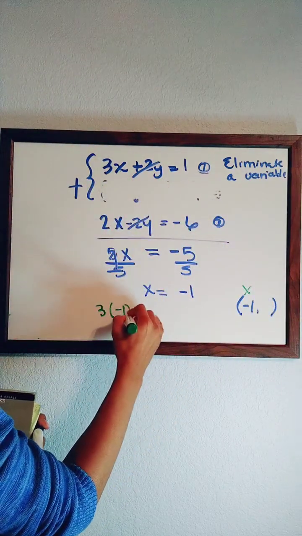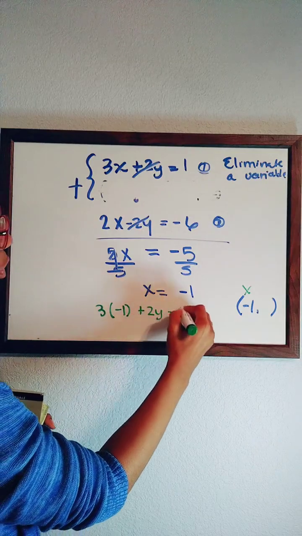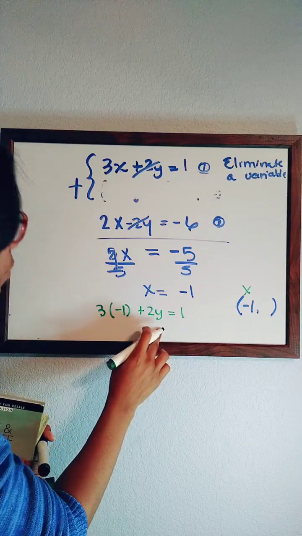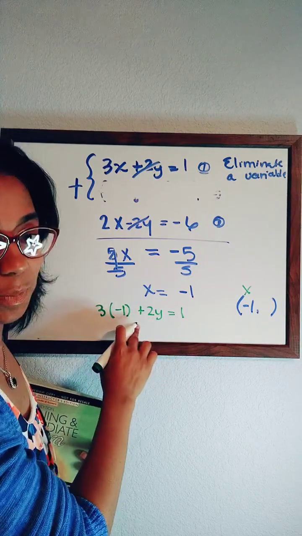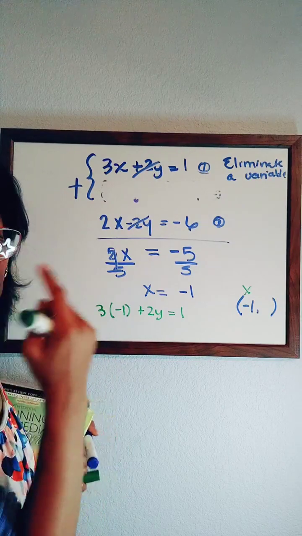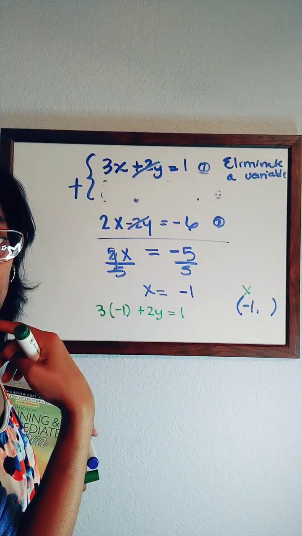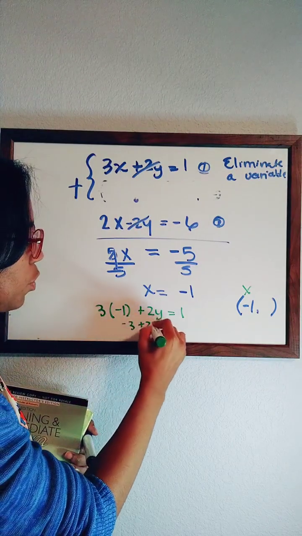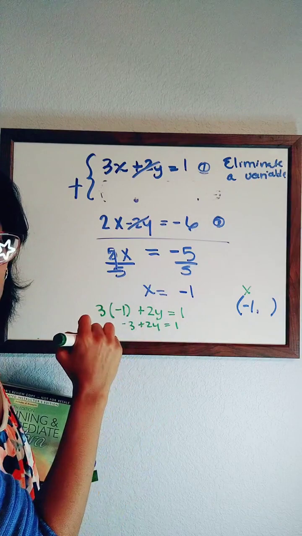3 times -1 plus 2y is equal to 1. Now you're going to solve for y. 3 times -1, so what's that going to end up giving me? You can actually solve the whole thing if you want to, because this is going to end up being -3 plus 2y is equal to 1. What's my next step?